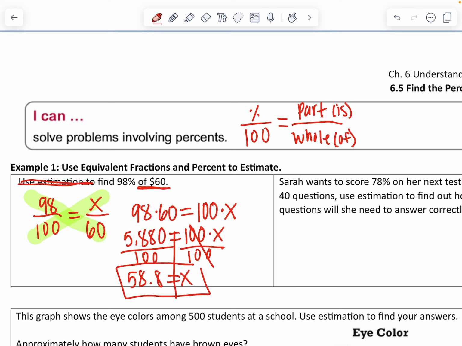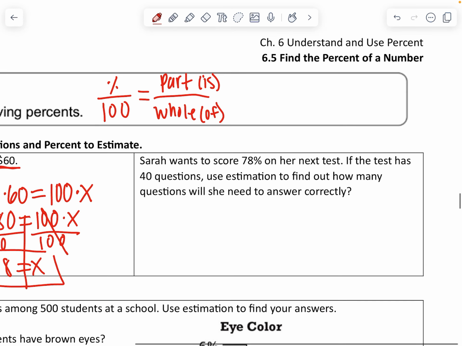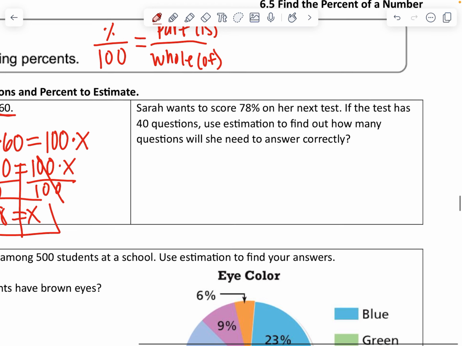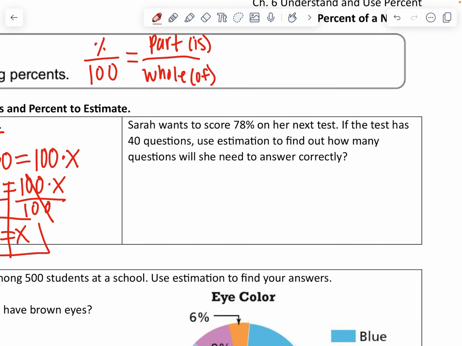So I don't need you to solve an equation like this for the homework to show your work. On this next one, I'm going to show you how I expect you to show your work. All right. So this one says, Sarah wants to score 78% on her next test. If the test has 40 questions, find out how many questions she will need to answer correctly to get the 78%. So I'm going to set up my proportion.